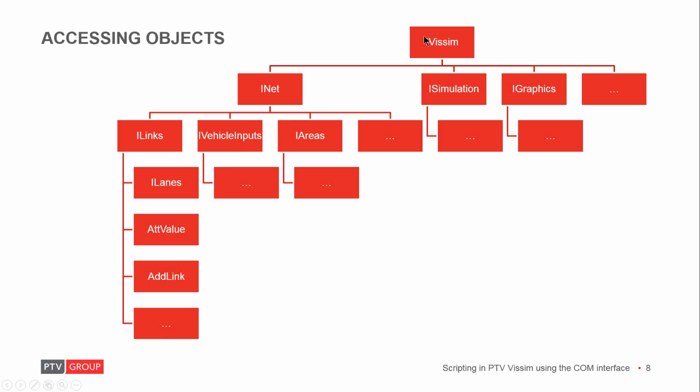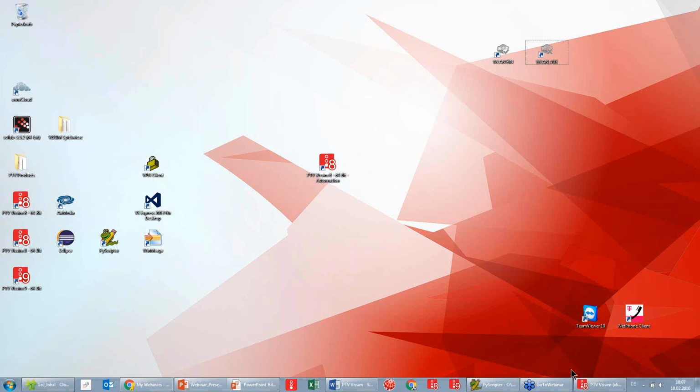So you see there's the leading I on some of these values, and here on the function we don't have the leading I. The leading I means it's an interface, and you need it especially when you need to declare variables, which you don't have to take care of in Python, but in other programming languages. You can find this structure documented in the so-called COM help in Vissim.